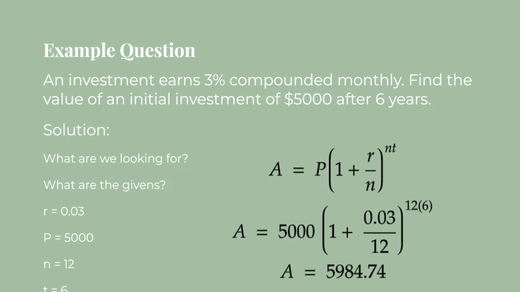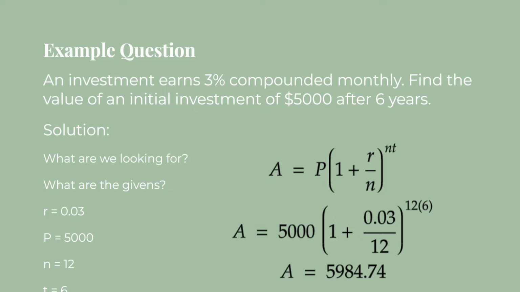So if it's compounded monthly, our N is going to be 12. Monthly, how many months are in a year? 12, right? So that's how we get 12. And our 3% equals 0.03 if we convert it to a decimal. And our P, which is our principal, our initial investment, is $5,000. And the T value is 6 years.